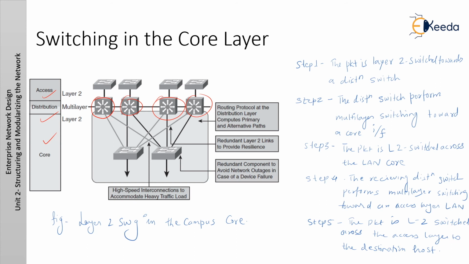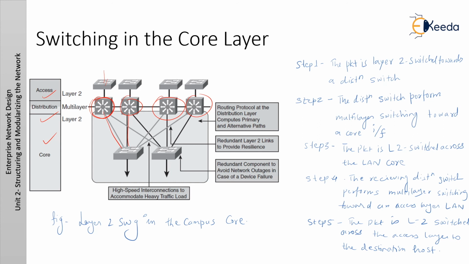So these are our objectives. So how can we achieve the switching in the core layer? Initially we start with the packet being layer 2 switched towards the distribution switch. The distribution switch performs multi-layer switching towards a core interface. The packet is layer 2 switched across the LAN core.